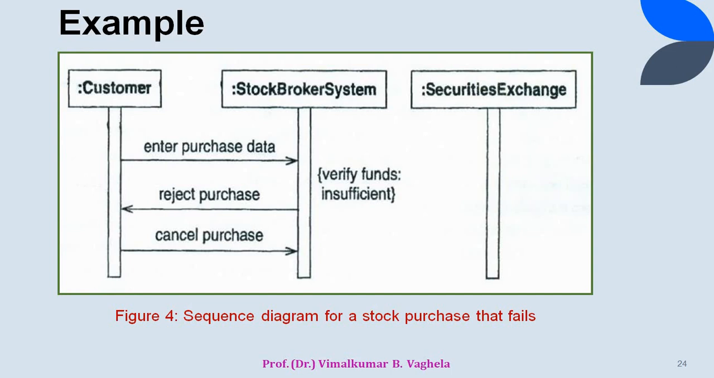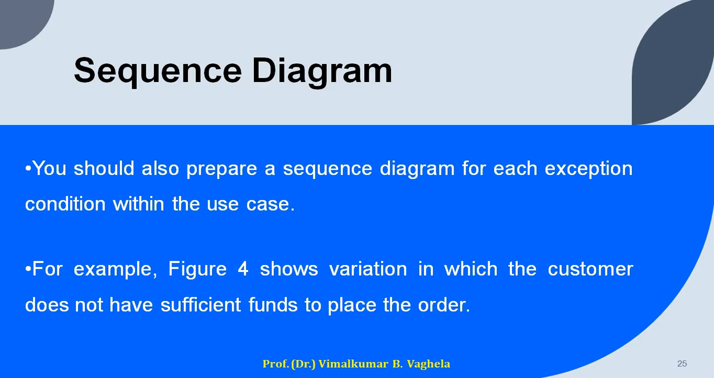Another sequence diagram for the same scenario will describe the exception or error that can happen in that scenario. This is the sequence diagram for a stock purchase that fails. Here the customer puts in a request to enter purchase data. The fund is verified, and it is found at the stock broker system that the fund is insufficient. So the purchase request is cancelled or rejected. So the customer can cancel the purchase.